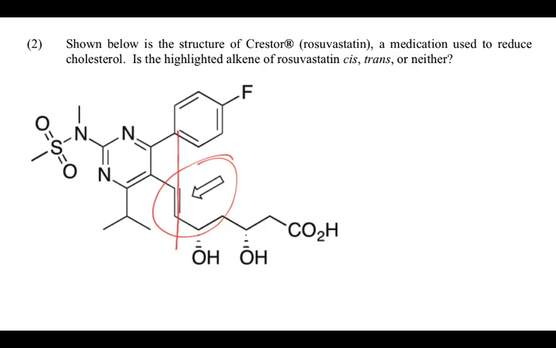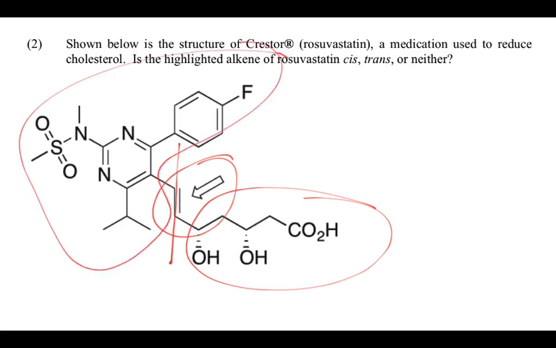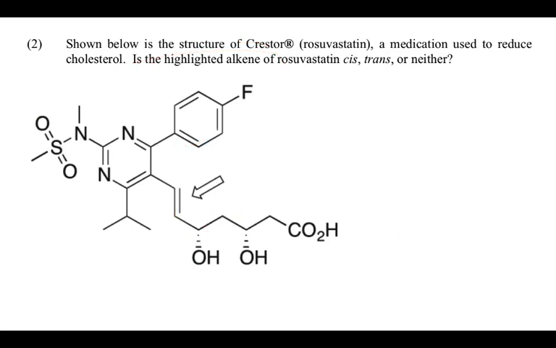Here's the plane of the double bond, going through like this, coming out of the board. They are on opposite sides. One of the big groups, this one, is pointing to the right, and the other big group, this whole thing here, is pointing to the left. So this is trans. So trans is the correct answer. Now let's move on.